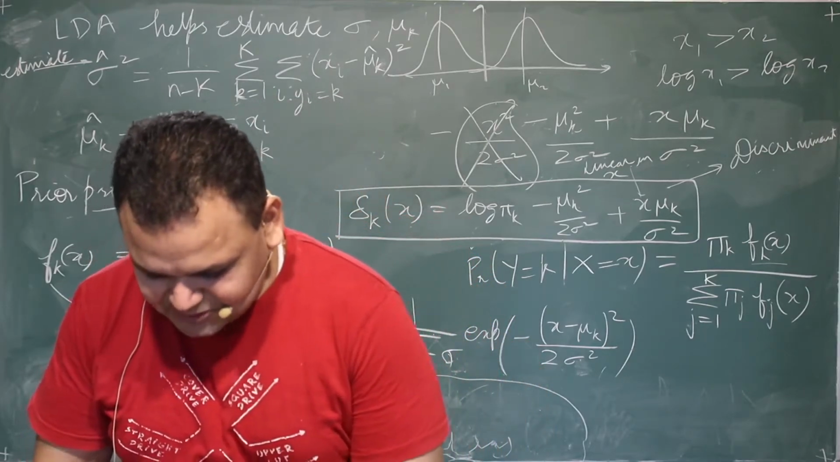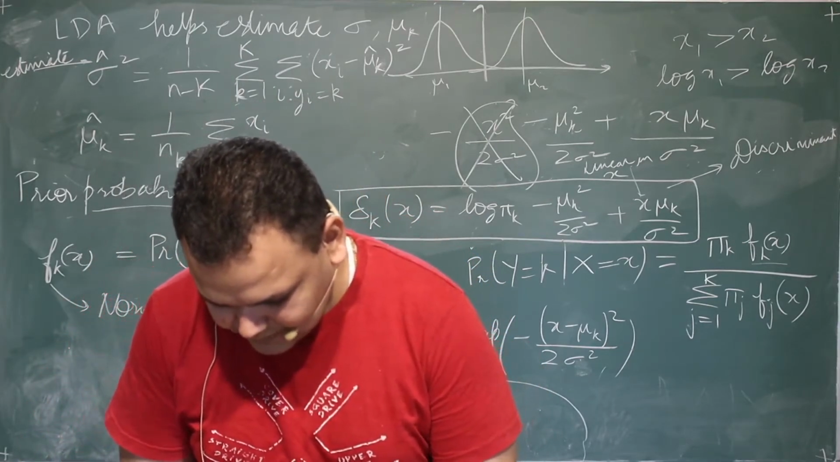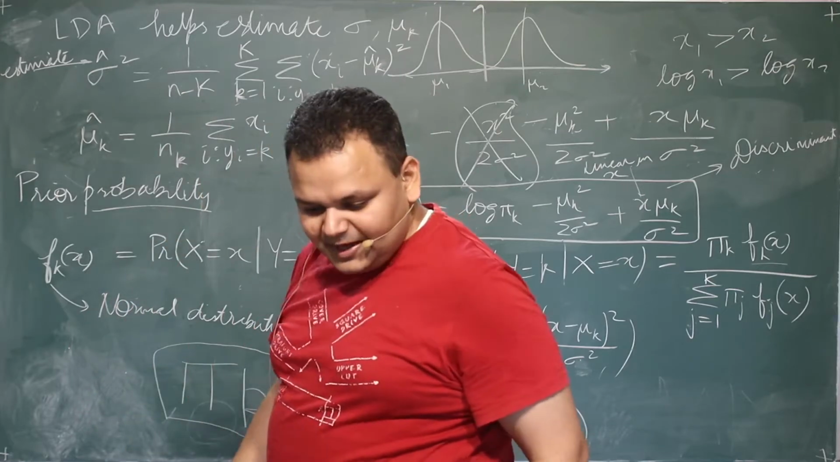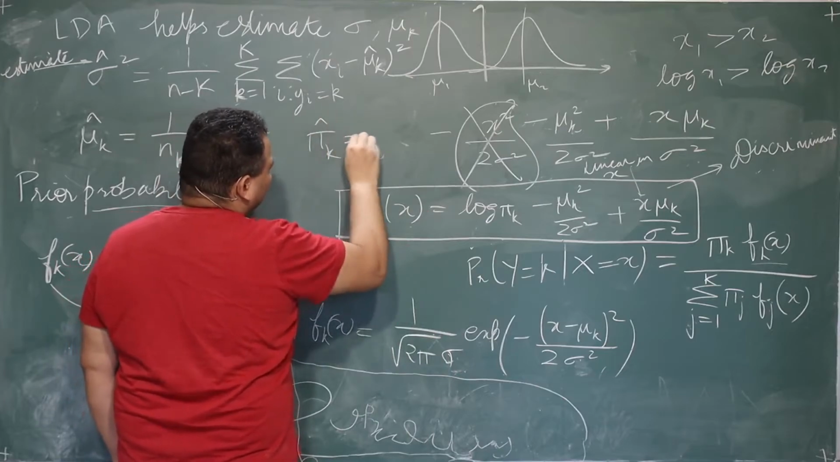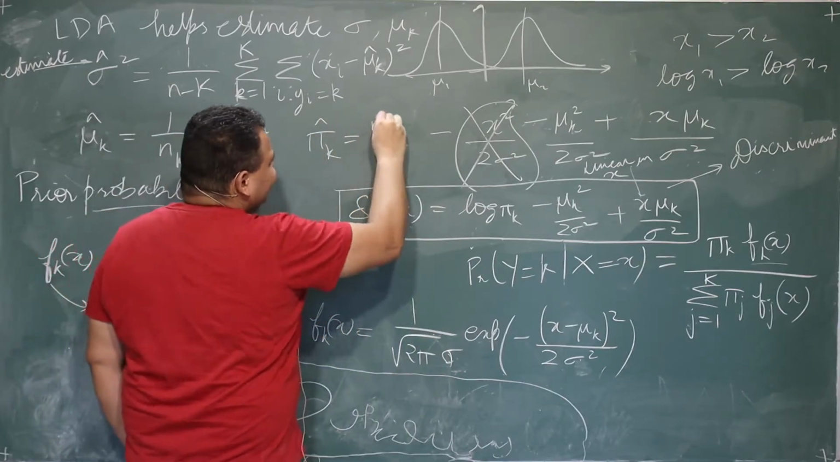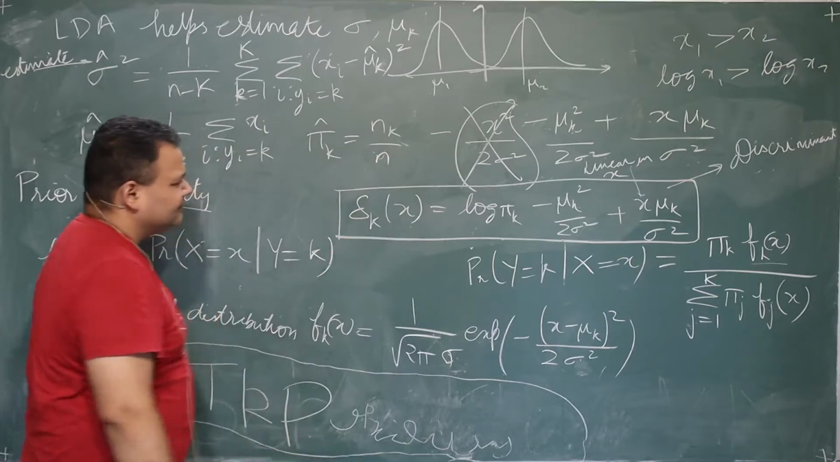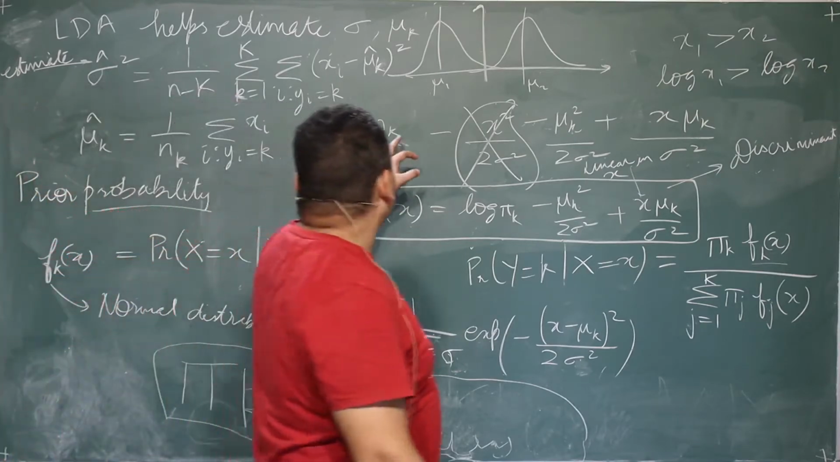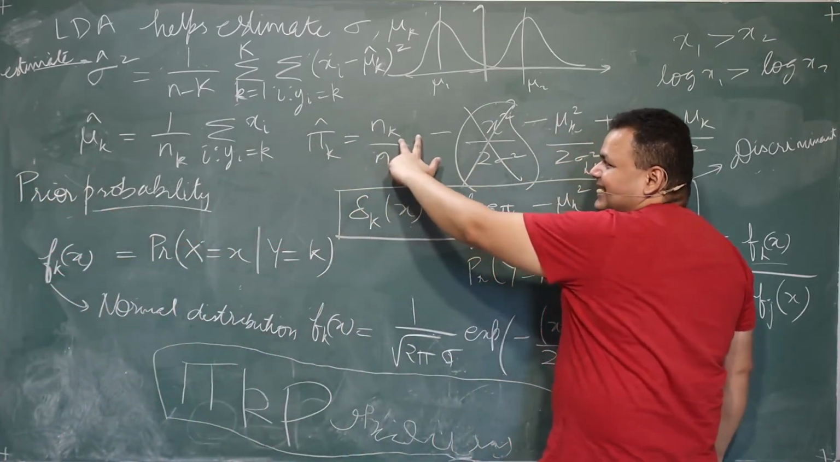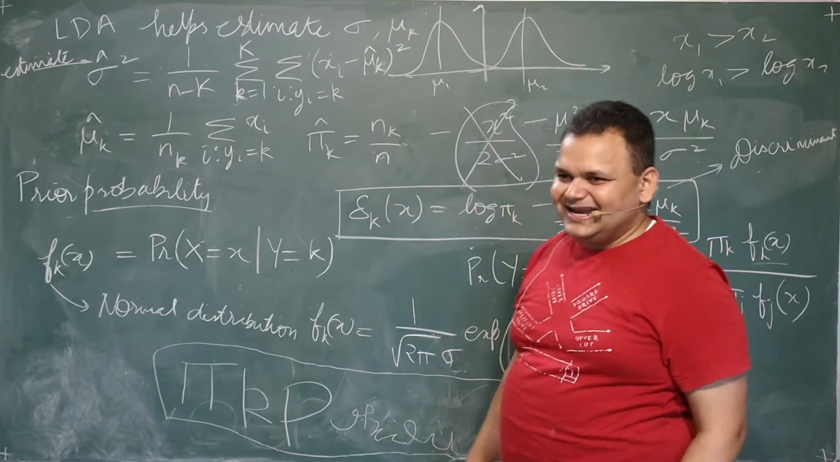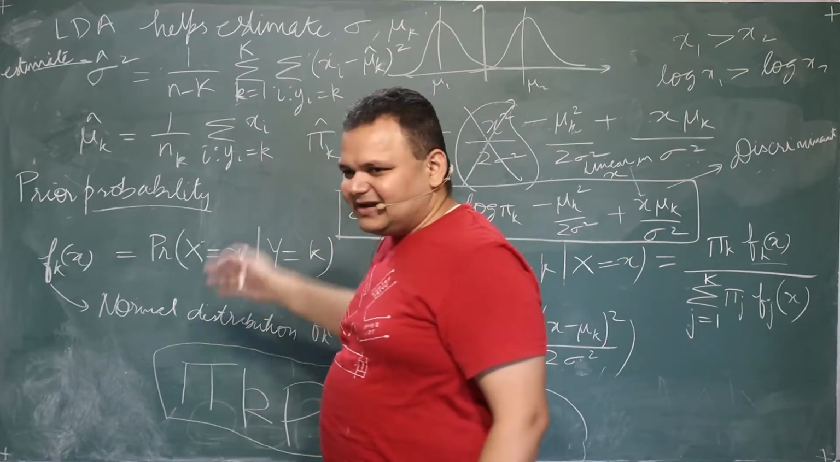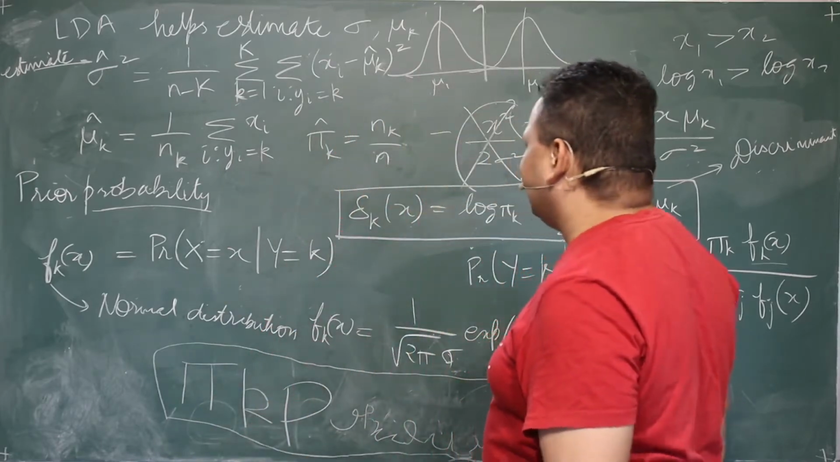So let us do a small example. What is your discriminant function going to be? Again, pi k has already been defined. What is pi k? The approximation of pi k is going to be nk over n. Nk is the total number of observations in the kth class divided by the total number of observations. So nk divided by n is going to be your pi k hat, the approximation of pi k.